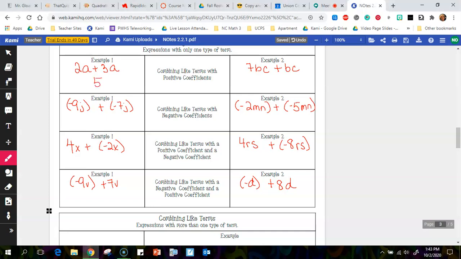2a plus 3a is 5a. 7bc plus bc, that's a 1bc, so that's 8bc. These both are negative, so we're going to combine those and keep the negative symbol. This is negative 16j. Same thing here. We're going to combine the negative 2 and the negative 5. That's negative 7mn. Right here we've got a positive and a negative, and this is not something I should have to teach y'all. You've been doing this since 7th grade. If you don't know what 4 plus negative 2 is, put it in your calculator. That's 2x. This one is negative 4rs, and this one is negative 2v. And this one is 7d.